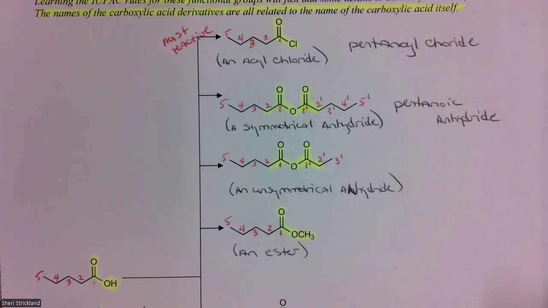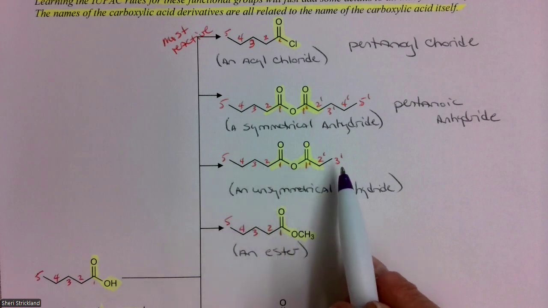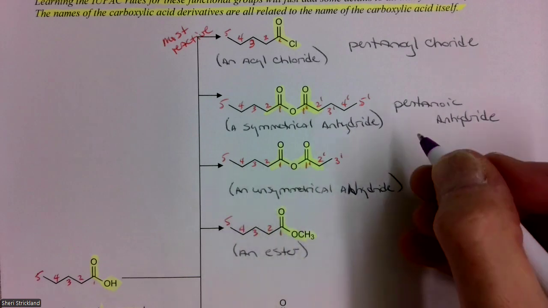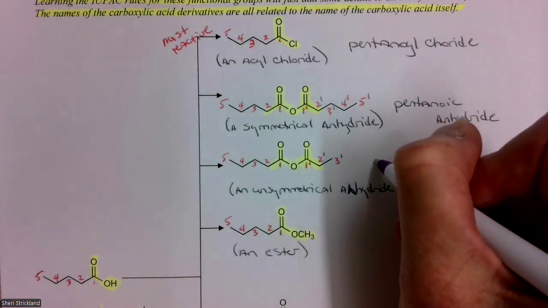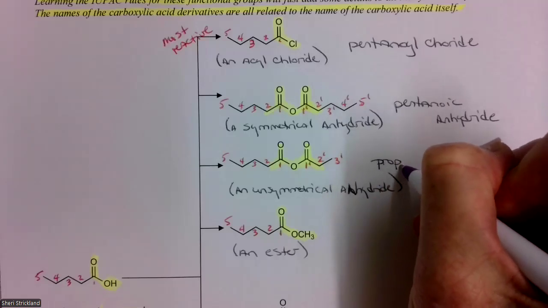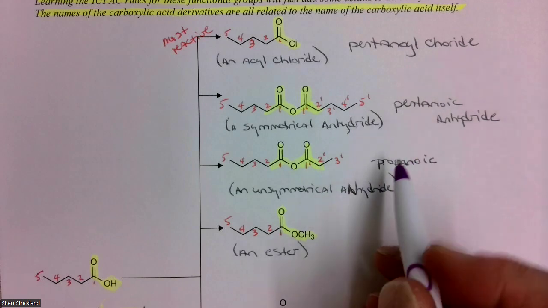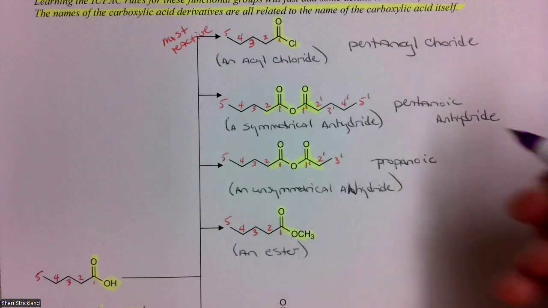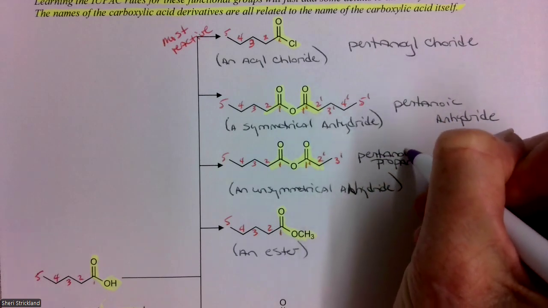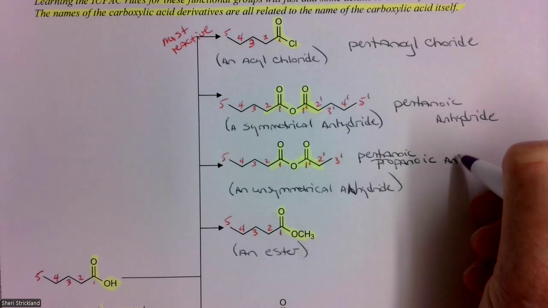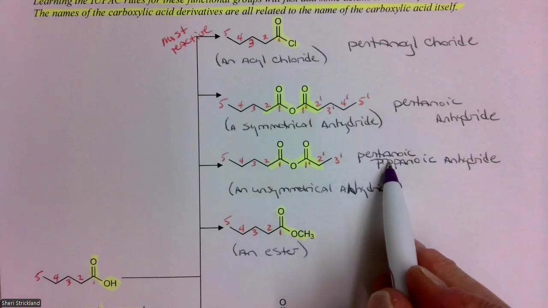If it's an unsymmetrical anhydride, then you have to get the names of these 2 different halves and put them in alphabetical order. So propanoic is going to come before pentanoic. So it's not because it has fewer carbons. It's because it comes first in the alphabet. Oh, so I'm doing that wrong. Should be pentanoic, and then propanoic anhydride. Because PE comes before PR.